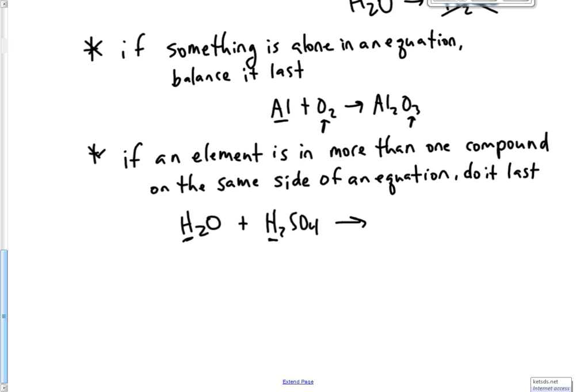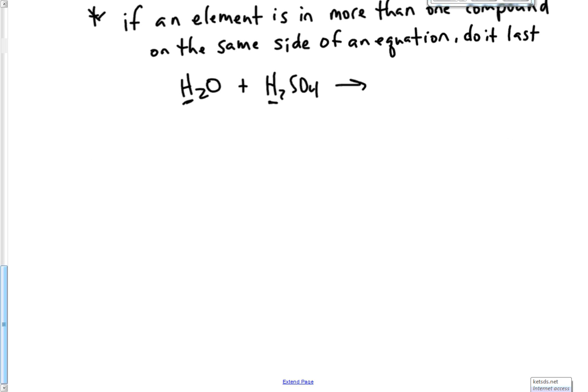You've got hydrogen in 2 different things, in 2 different compounds on the same side, on the reactant side of the equation. So we don't want to try to balance hydrogens first. We want to try to do that last, just to see what we come up with. Because a lot of times when you try to balance one and then you go to the other side, it really messes with you. So we want to do those last as well.